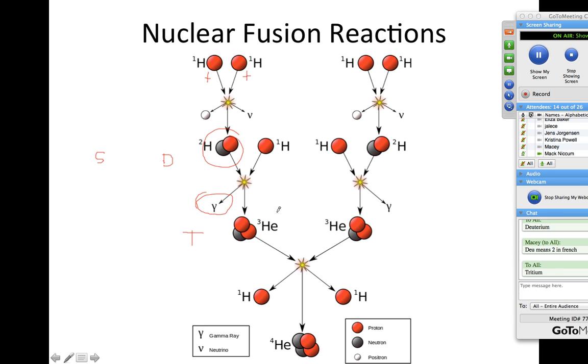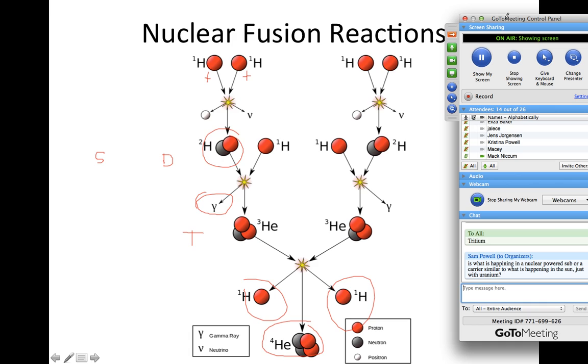When you have two atoms of tritium colliding together, they are going to generate two protons of hydrogen and one atom of helium. This one is now in a stable state: helium-4, two protons, two neutrons, okay, and everything is done.